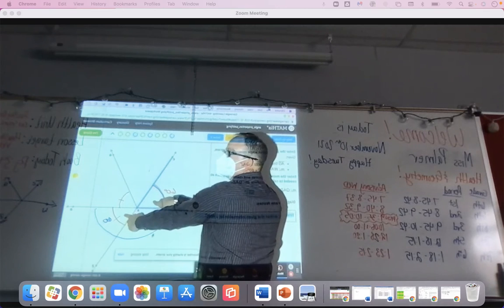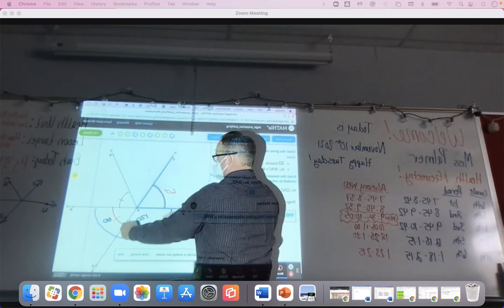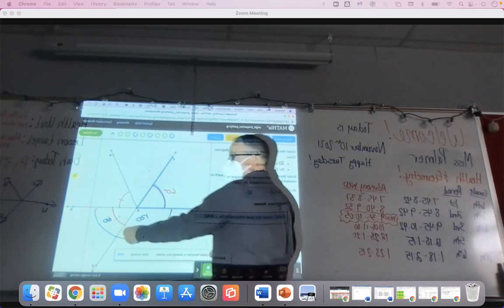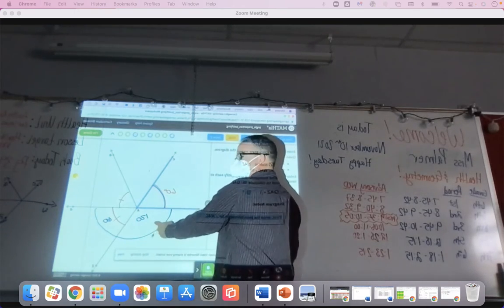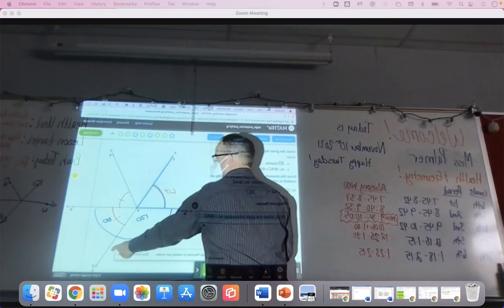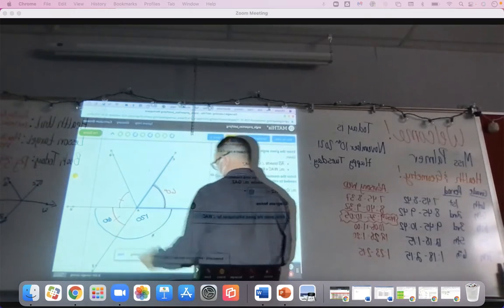These are vertical angles, and vertical angles are congruent. So there's two ways for me to get that this is 60. I can say, oh, I've got a linear pair here. I figured out that this was 120 because these made a linear pair. So I know that this has to be 60.